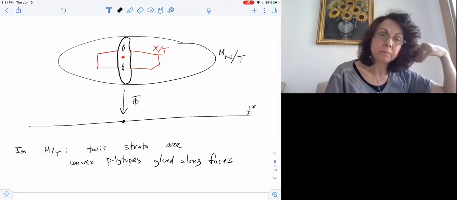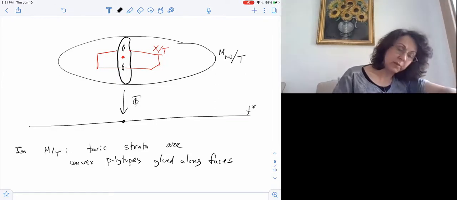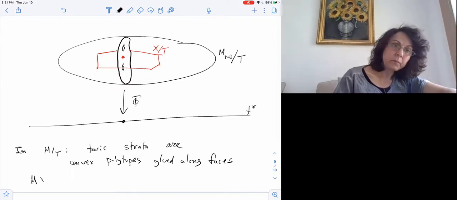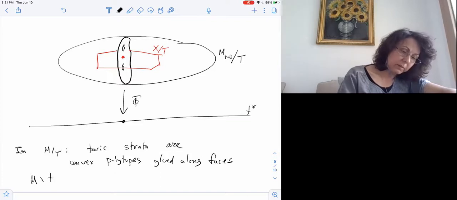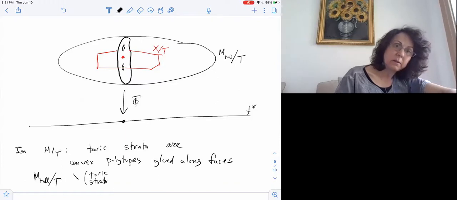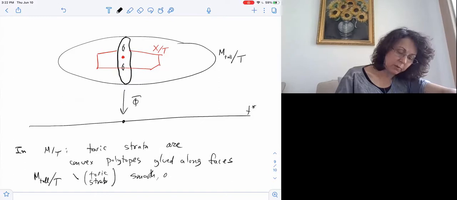T star. And if you remove the toric strata, so actually let me do M tau mod T minus the toric strata, you get something which is smooth, oriented, everything is nice and beautiful.